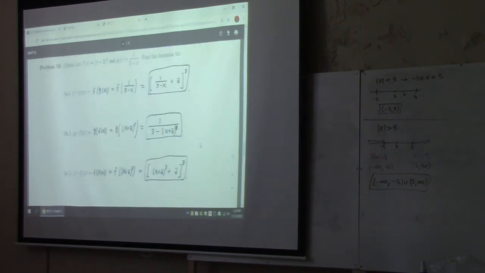So here I asked you to calculate the formula for the composite of f and g and g and f, and also f with f. So any questions about this?